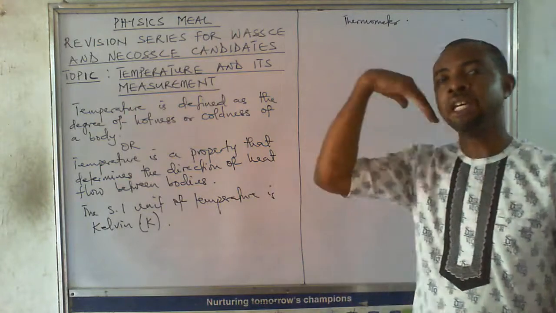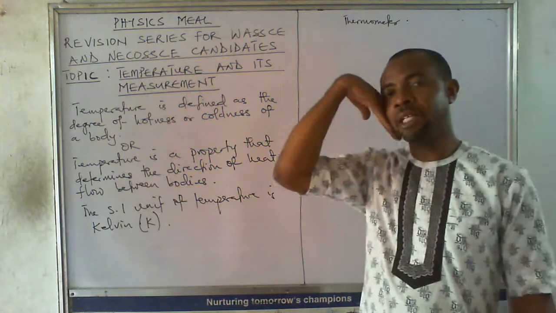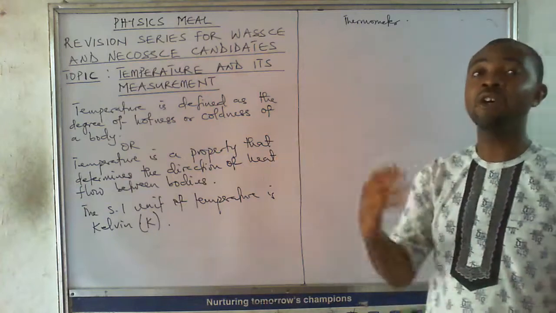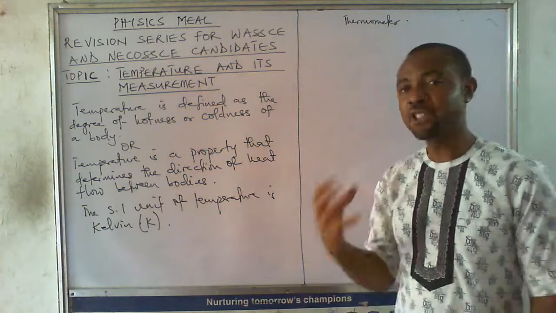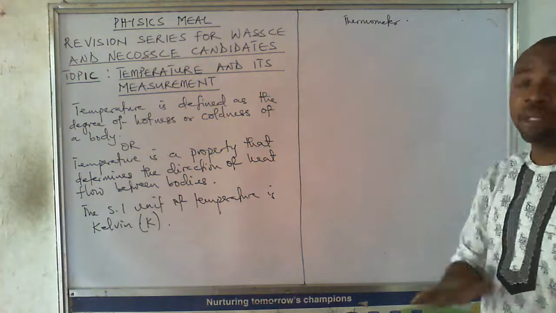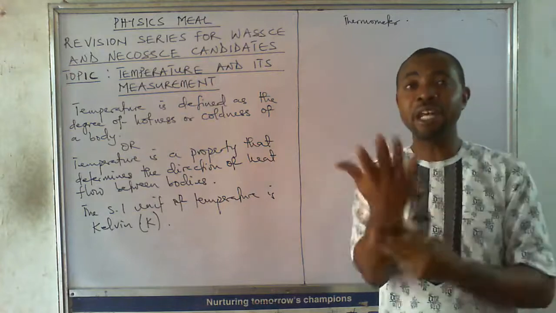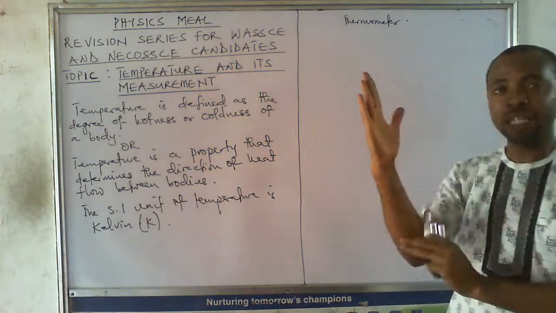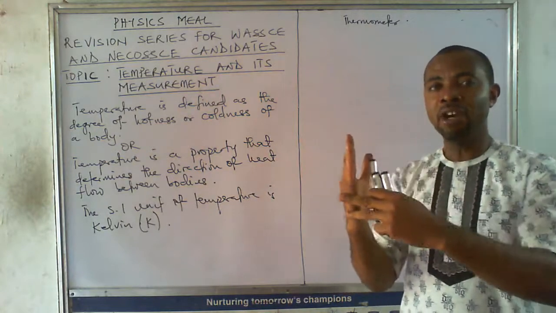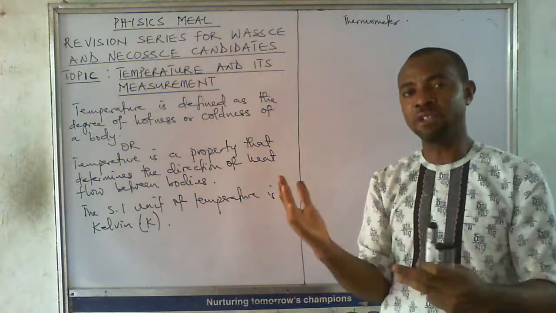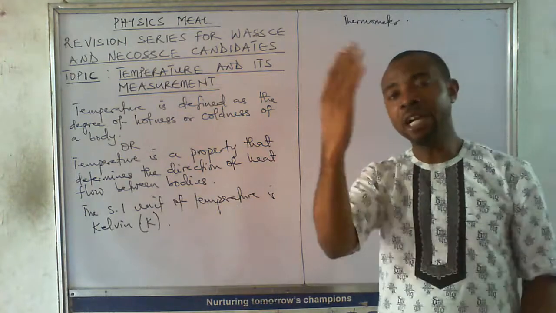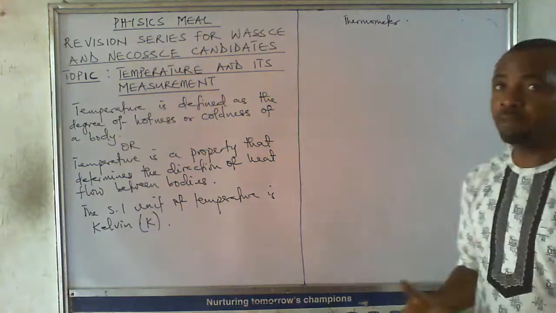So when your mother touches your body and says your body is hot, your mother cannot actually tell us how hot your body is. The only instrument that can tell us how hot or how cold the body is, is the thermometer, because there is no calibration in your mother's hand. We don't have numbers that can actually show us, oh, the body is 30 degrees hot or 50 degrees hot, and so on and so forth, because there is no calibration in the hand of your mother. The hand of your mother is not a thermometer.